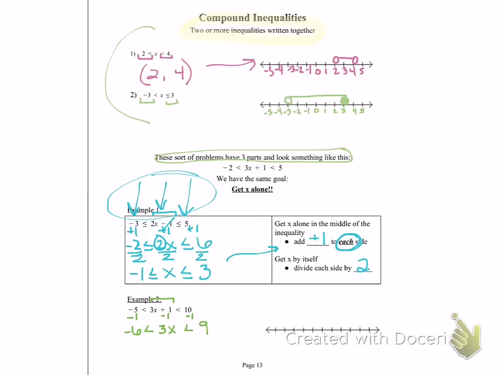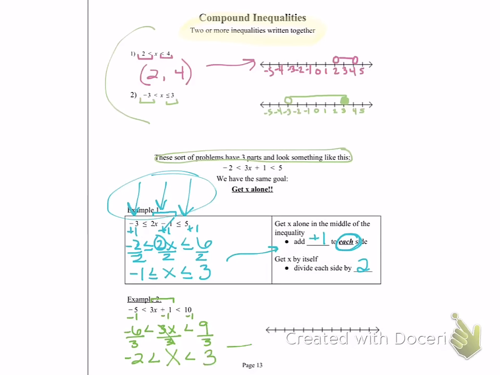So here's my new inequality. But my variable is still not by itself. So I need to divide by 3 on each side. So I've got -6 divided by 3, which gives me a -2. Drop my inequality sign. Remember, these 3's are going to cancel out, so I have x left over, which was our goal. Bring down this inequality sign, and then 9 divided by 3 gives me 3.